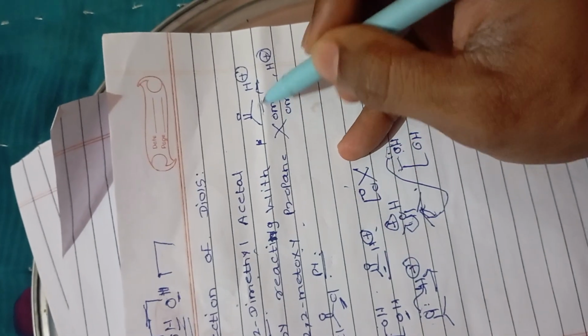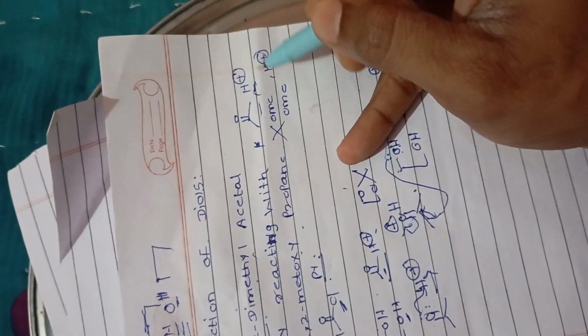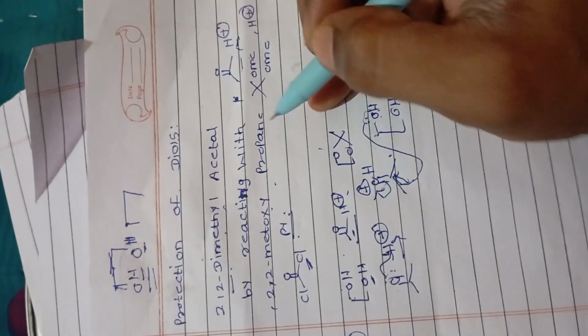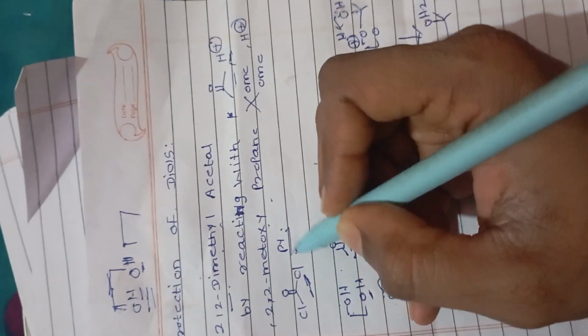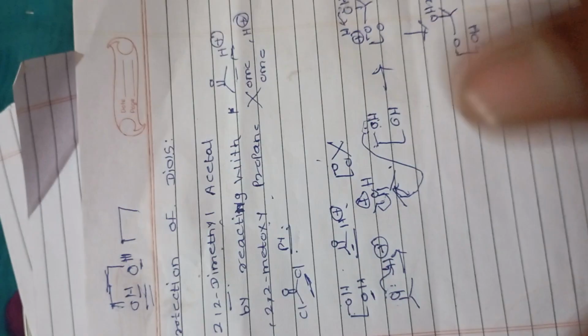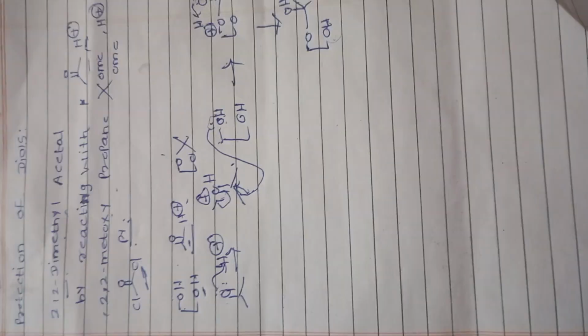The structure of 2,2-dimethoxypropane is like this. Under acidic condition you can protect your diols. And the third is phosgene, which you can also use in the presence of pyridine as a base. Okay.